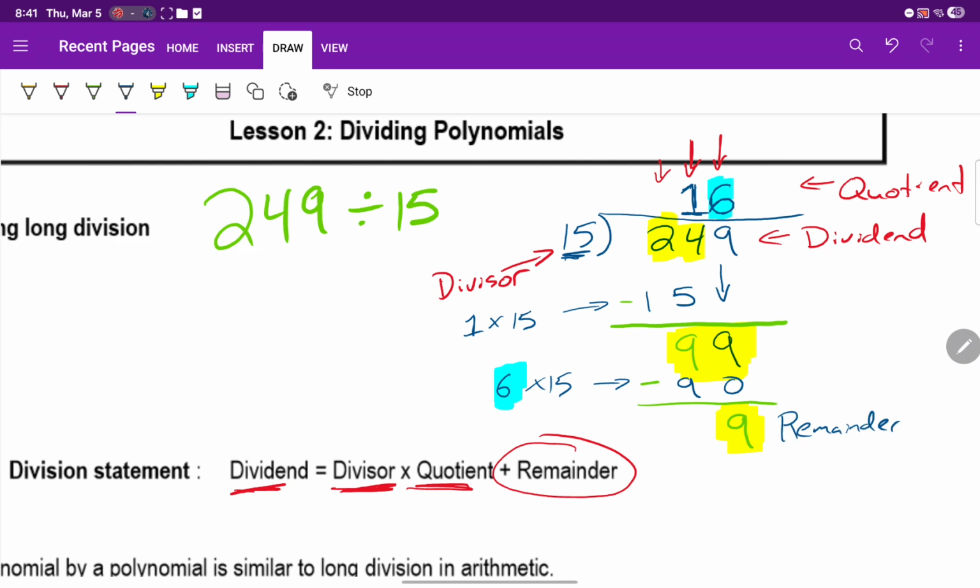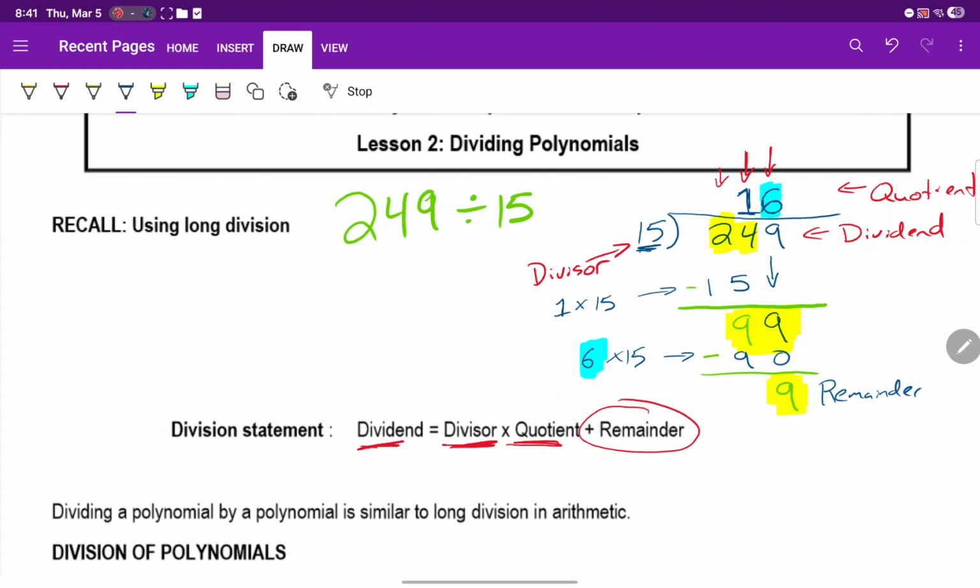And so what this means is that if I take 249 and I divide that by 15, what I get is 16 with a remainder of 9.